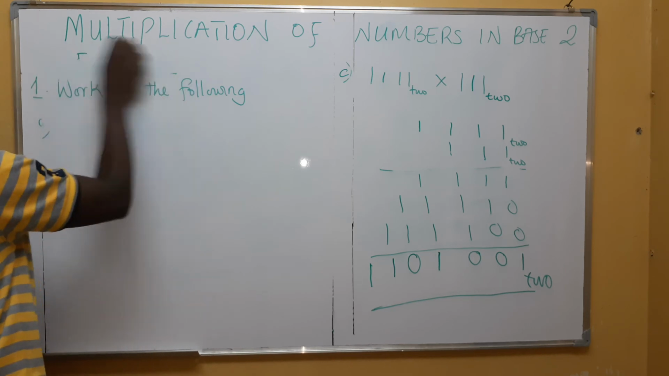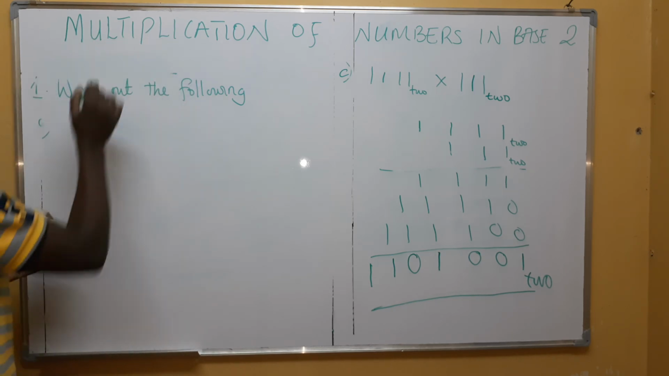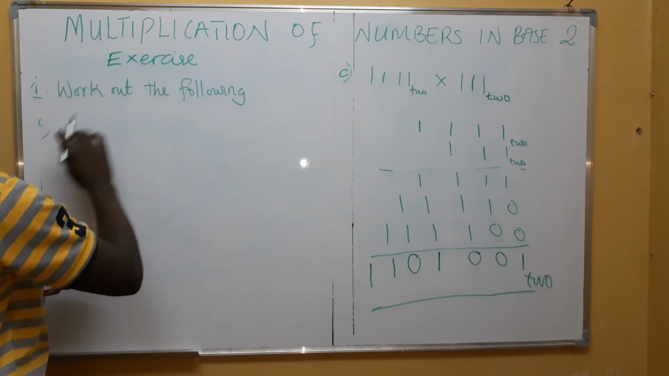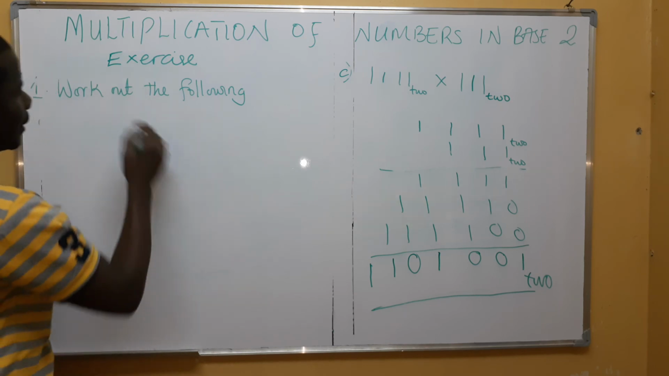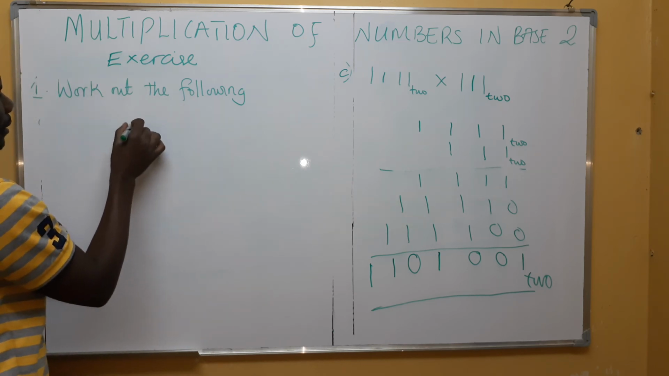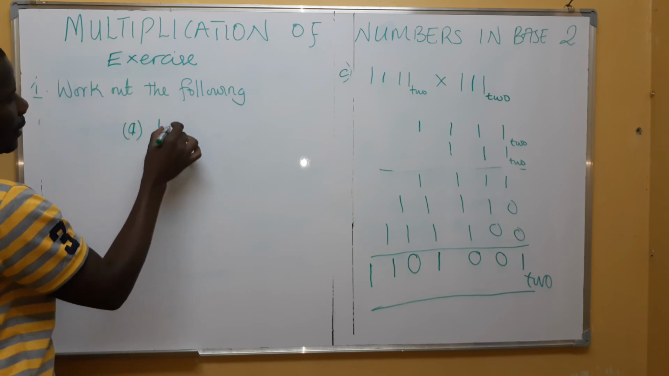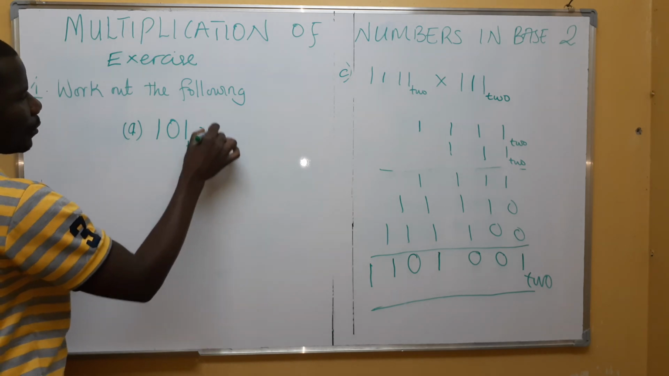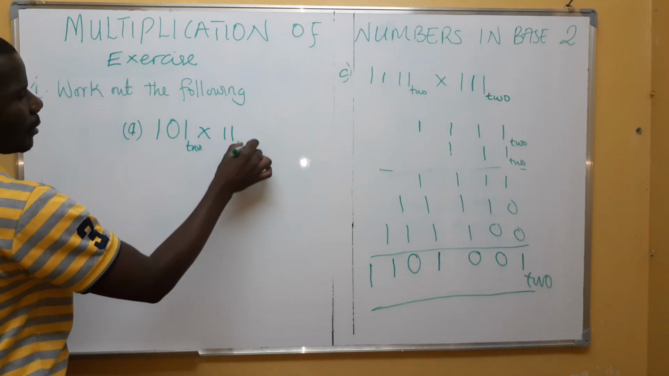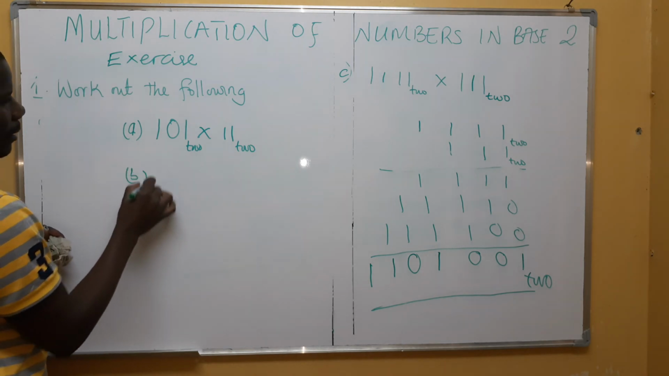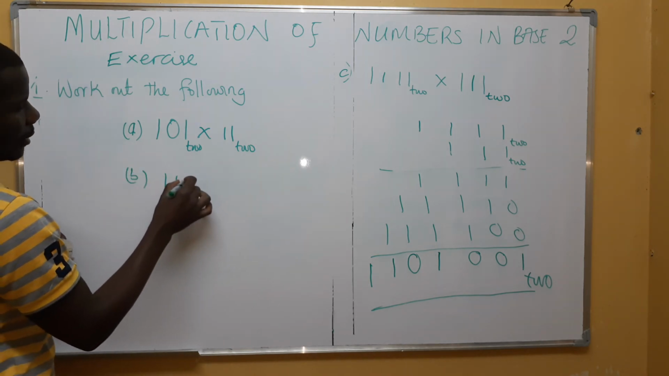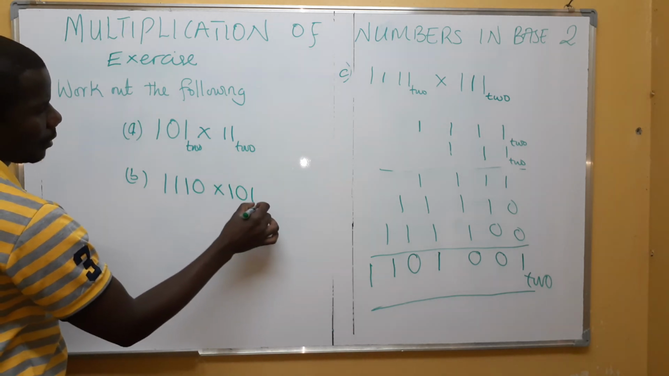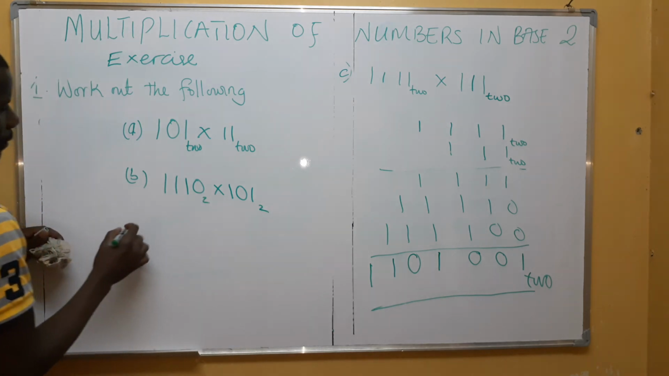So the exercise is going to be, so just write exercise. So work out the following, leaving your answer in base what? In base 2. The first one, which is A, is 1, 0, 1 in base 2 multiplied by 1, 1 in base 2. B, 1, 1, 1, 0 multiplied by 1, 0, 0. Both of them are in base 2.